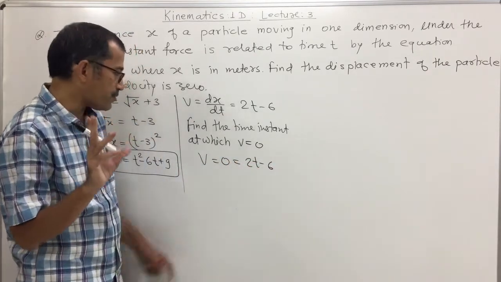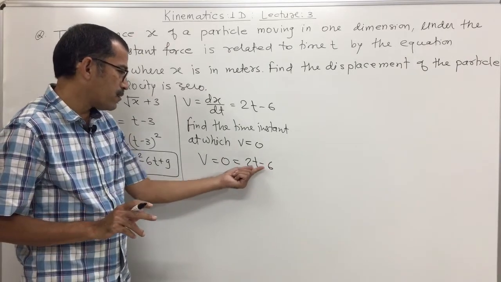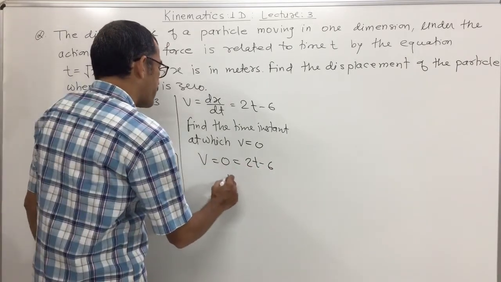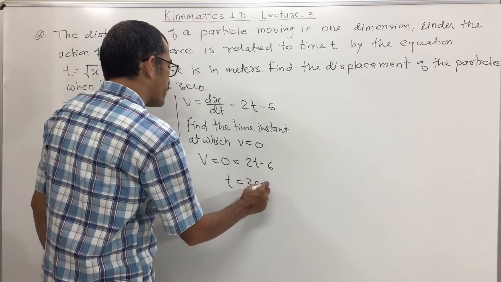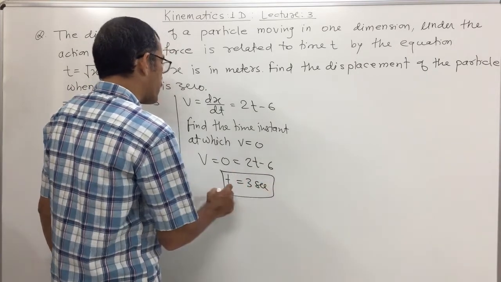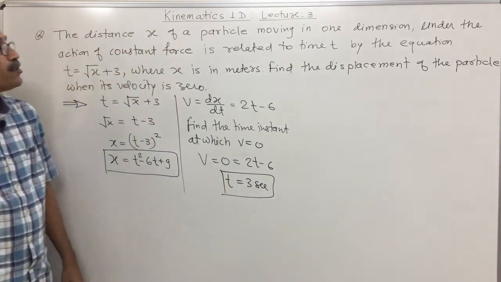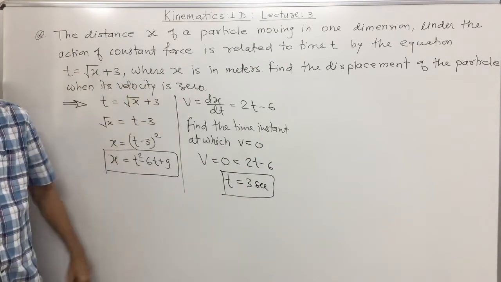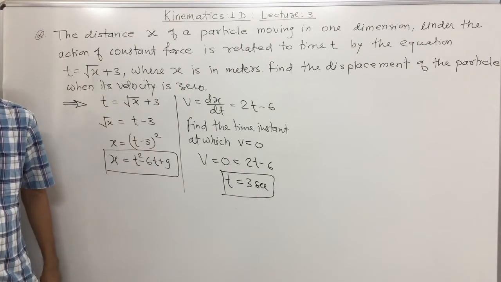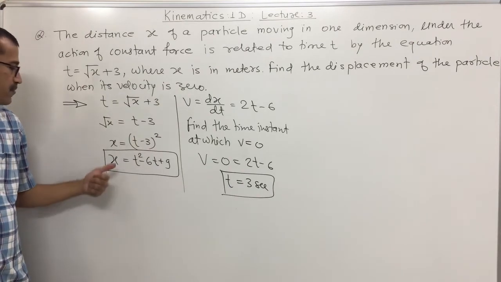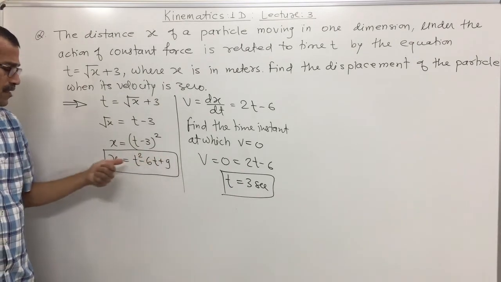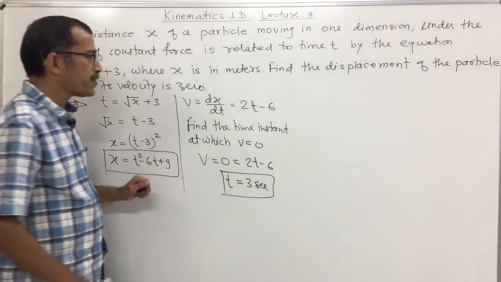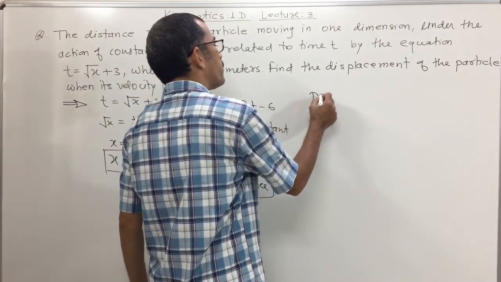Is it understood by everyone? Simple. So now 2t equals 6 means t is what? t is 3 seconds. Now you have to find out what? Find its displacement. Displacement will we get from which equation? That is from equation of x. We will substitute here t equal to what? 3 seconds. Therefore displacement is what?